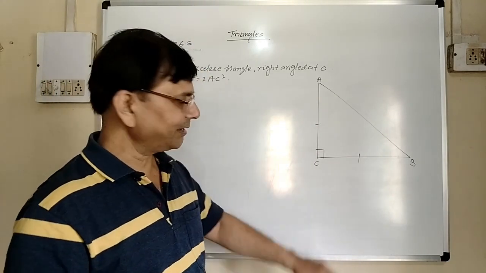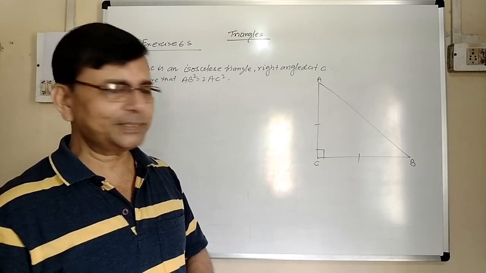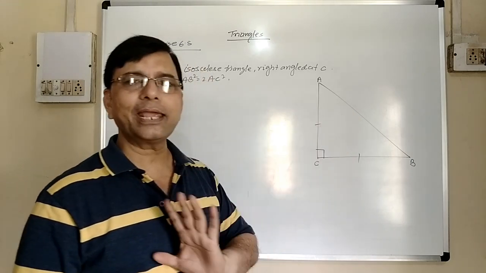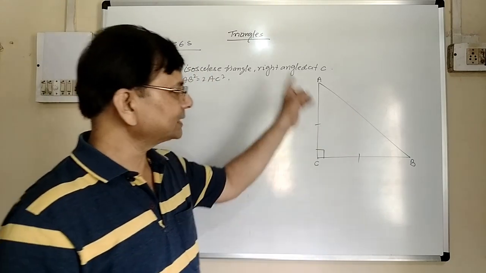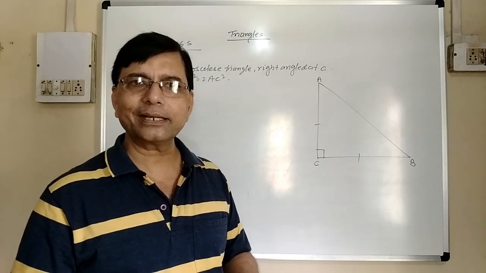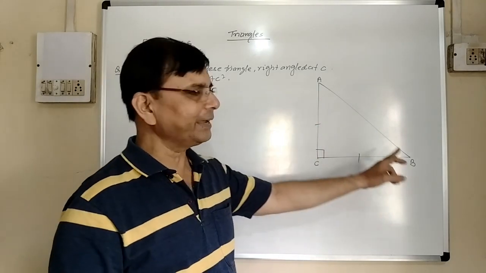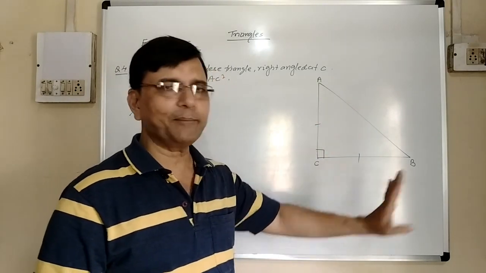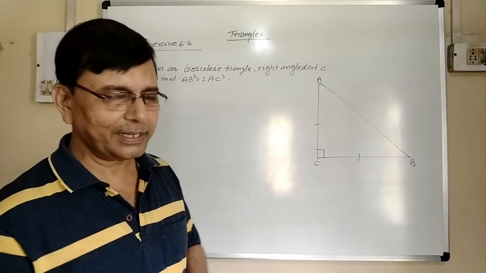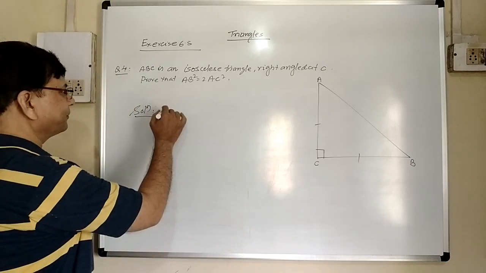ABC is a right angle triangle, right angle at C. Since it is an isosceles triangle, two sides are equal. Remember that these two sides can never be equal because it is the hypotenuse. The length of the hypotenuse is always greater than the remaining two sides. So we cannot take AC equal to AB or BC equal to AB. These two sides may be equal, right? Is it clear? Now we will proceed by Pythagoras theorem.